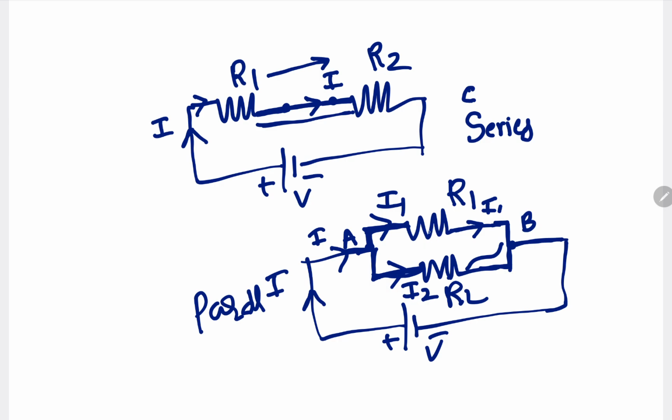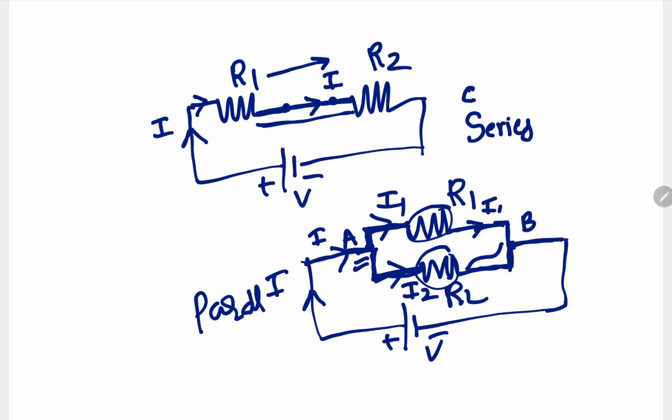In parallel connection, both the resistors' first ends are at one common point, both the resistors' second ends are at another common point, and current is dividing. That connection is known as parallel connection. In parallel connection we clearly see current is dividing.